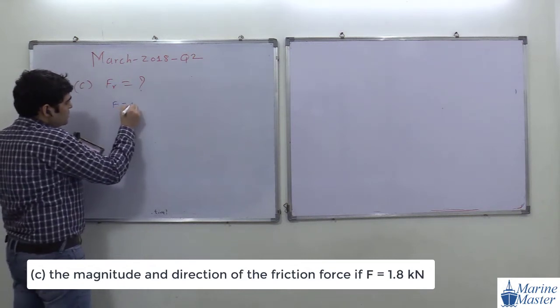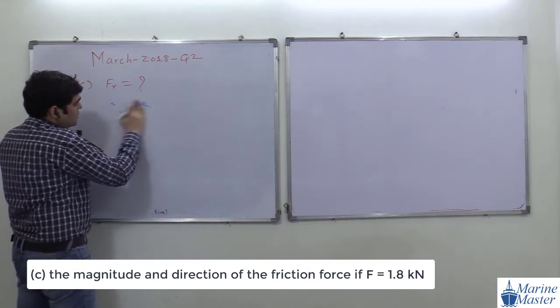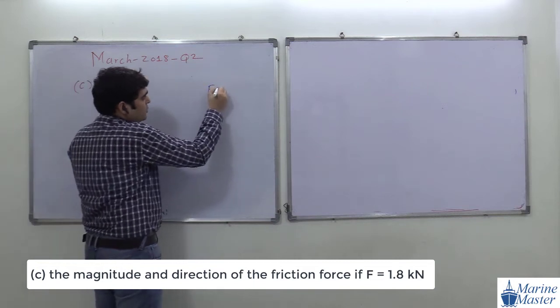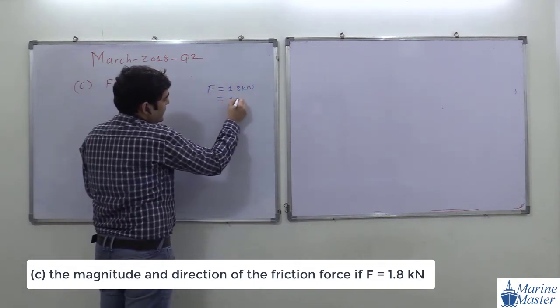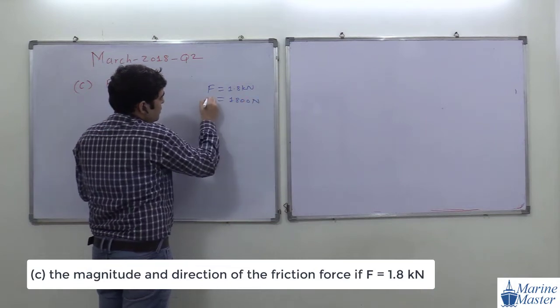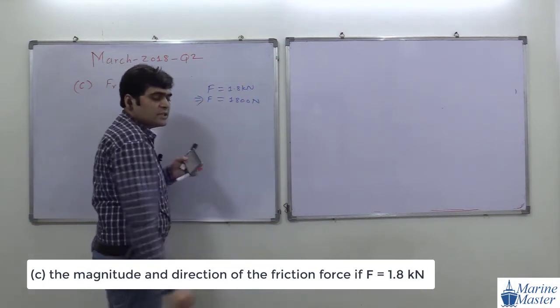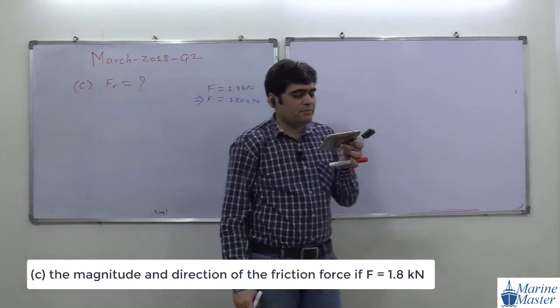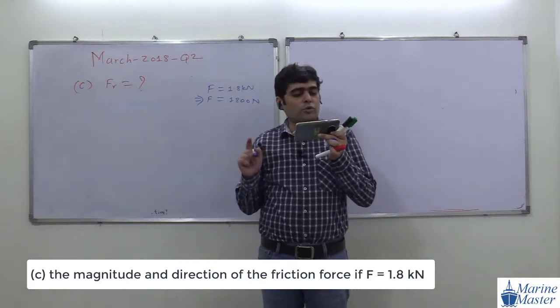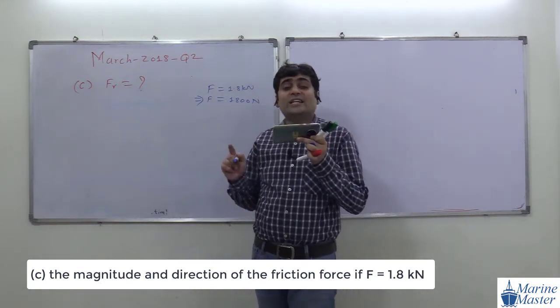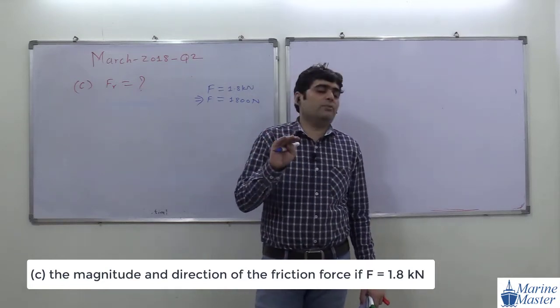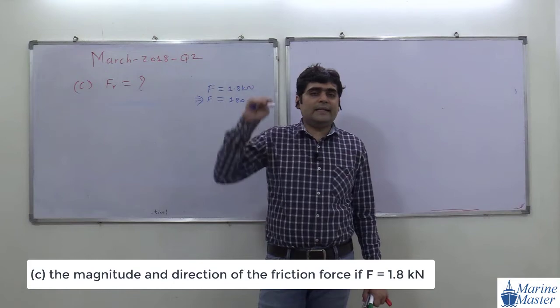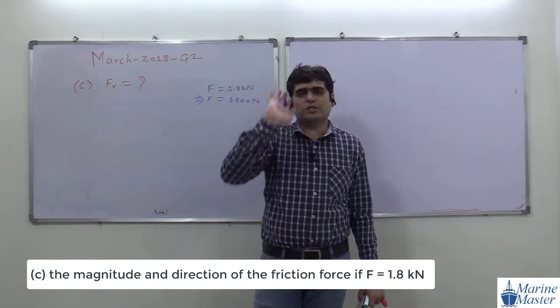F is 1.8 kilonewton. What is the meaning of 1.8 kilonewton? 1800 Newton. So that is the value of F they have given us in the question. We have to find out the magnitude and direction of friction force. See, one thing is compulsory: friction force is always along the plane. Either it is downward or upward, out of these two scenarios.